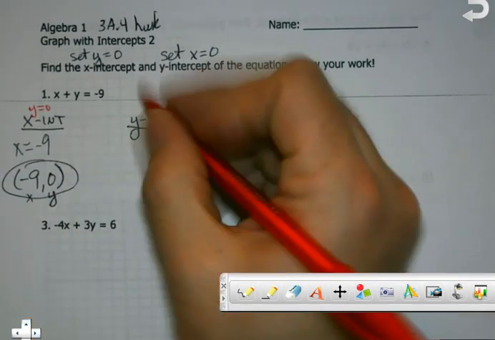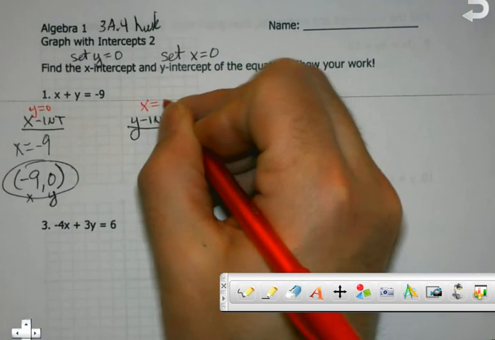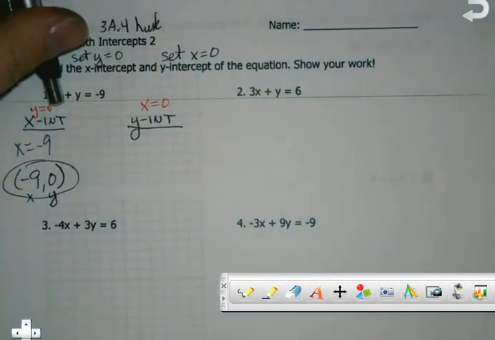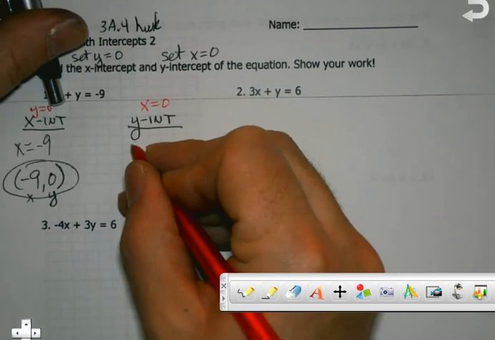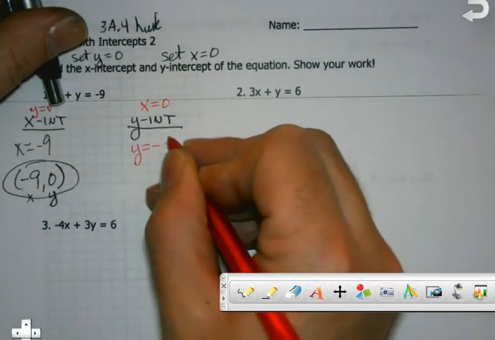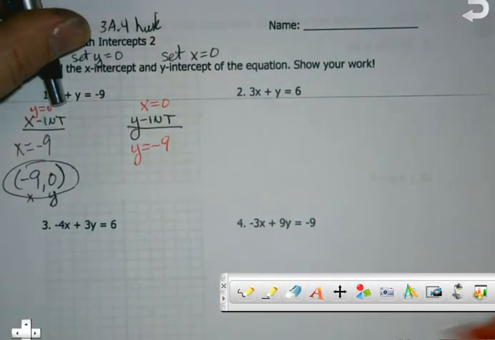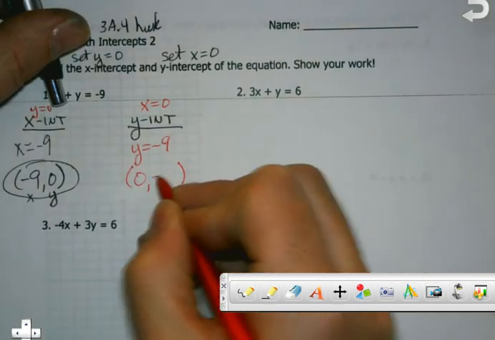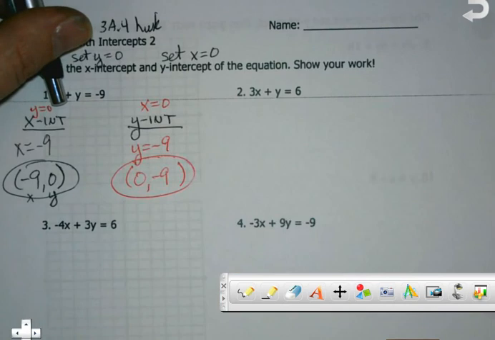It would, because when I do y, the x equals 0. So I cover up the x. So the equation then becomes y equals -9. Y is already solved for. Y is already by itself. And since I always do x and then y, my y-intercept.